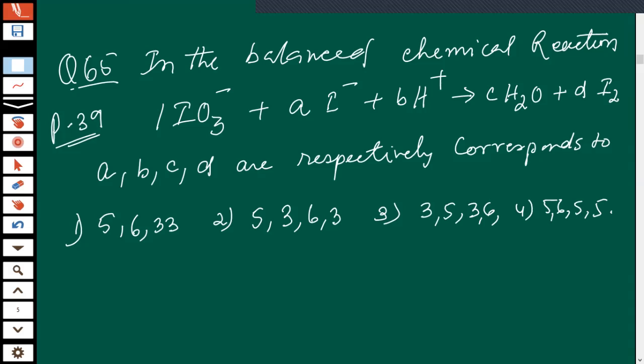This question wants to know whether we are comfortable in balancing a redox reaction. Come on, balance it.